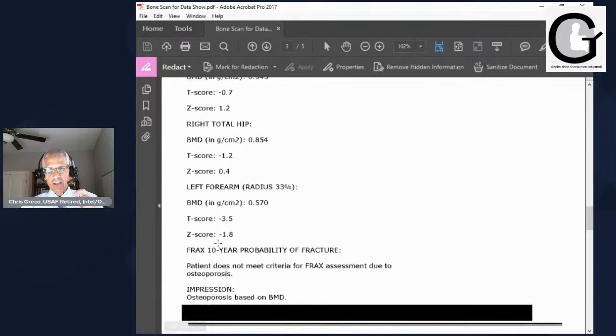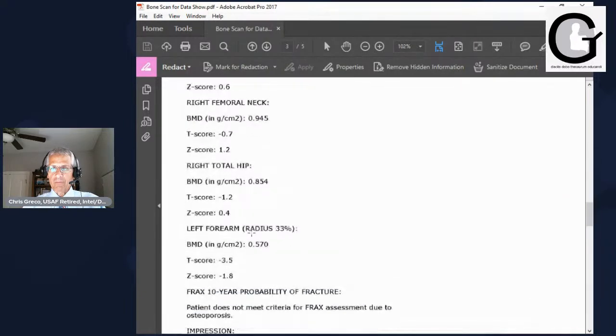They're basing the entire diagnosis on the lowest T score. And it's also one of the lowest Z scores too. So you can see that.